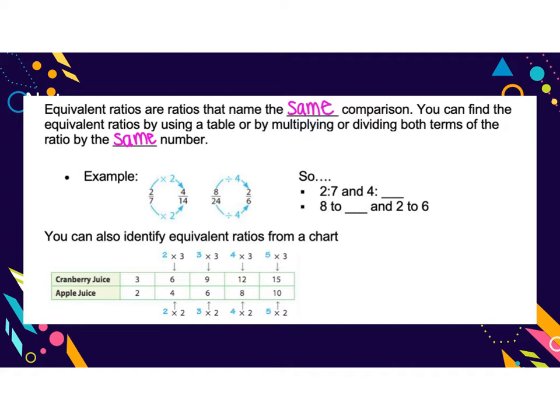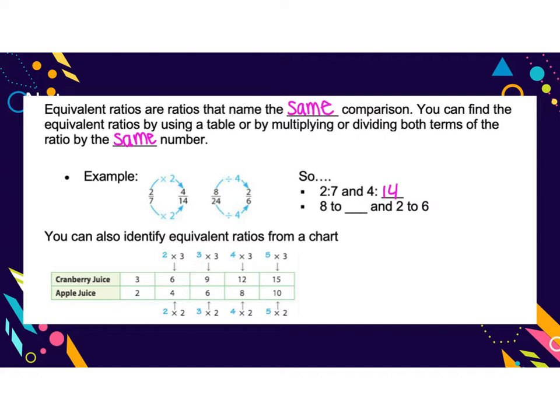We see 2/7 and 4/14. If we multiply the top and the bottom by 2, we get 4/14 from 2/7. So 2 to 7 and 4 to 14 are equivalent ratios.